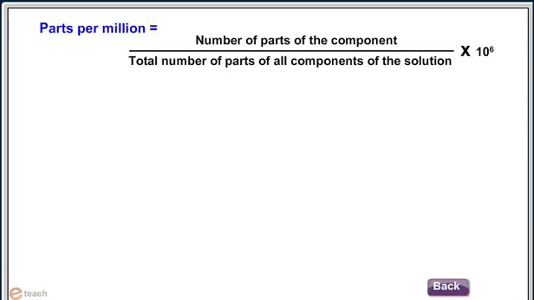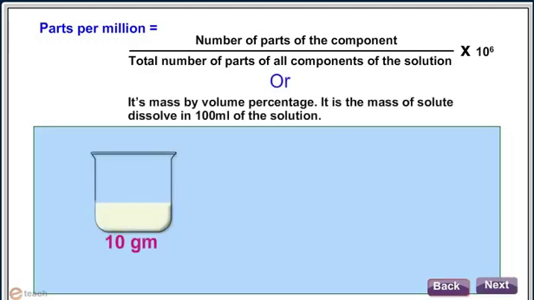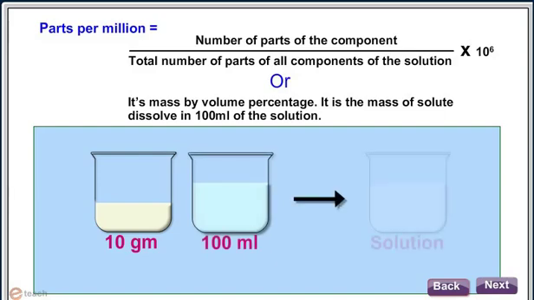Mass to volume. Parts per million is the number of parts of the component divided by the total number of parts of all components in the solution, into 10 to the power 6, of its mass by volume percentage. It is the mass of solute dissolved in 100 ml of solution. Let us introduce you to mole fraction, one of the most commonly used modes of representing concentration.